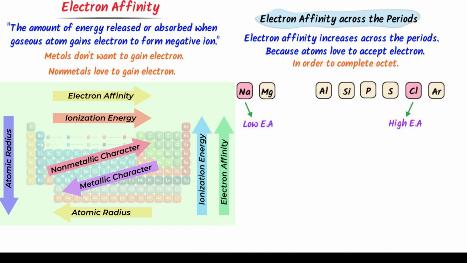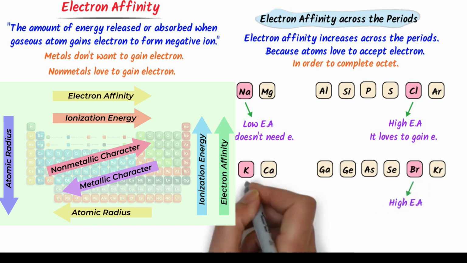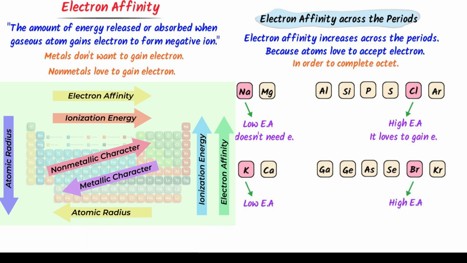Chlorine is a non-metal and it loves to gain electron easily, while sodium is a metal and it doesn't want to gain electron. On the other hand, in fourth period, bromine has more electron affinity than potassium. It is because bromine loves to accept electrons, while potassium doesn't want to accept electron. Therefore, we say that electron affinity increases from left to right across the period.